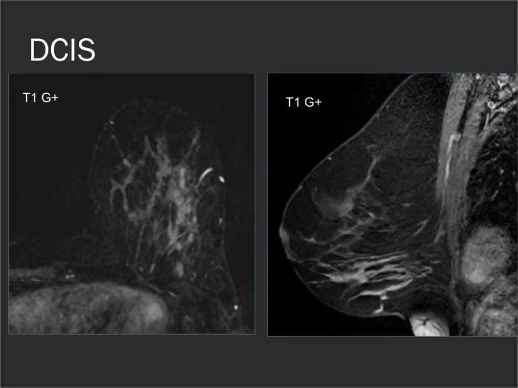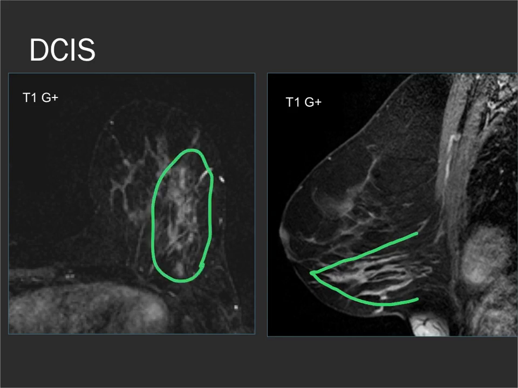And you can see here how on the sagittal image, it is much easier to see this segmental involvement of multiple ducts with DCIS. Again, not very intense enhancement, but it's a little bit more difficult to see that when you look at the axial images.